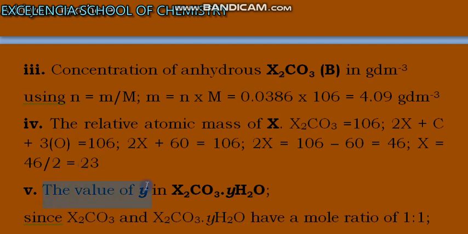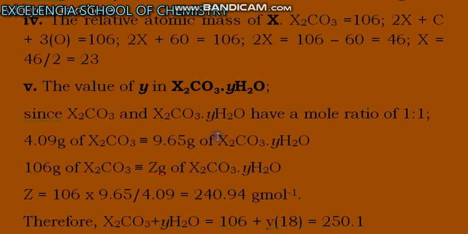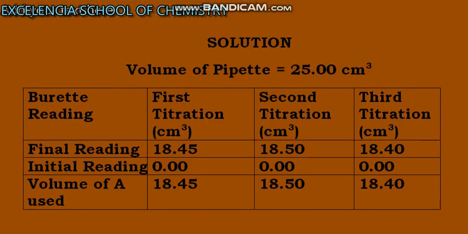So we make a simple statement. You see the ratio of the anhydrous to the hydrated is 1 to 1, which means that we can relate their mass concentration. The mass concentration of the anhydrous, which we've already calculated up here, is 4.09 grams per dm cube. And the question told us that the solution contains 9.65 grams per dm cube.